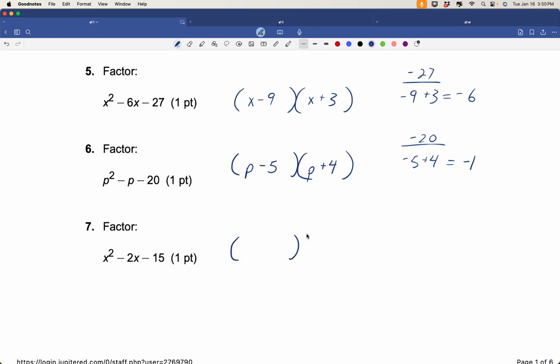Here, we're going to factor into two binomials. We're looking at negative 15. That gives us a negative 2. This is going to be negative 5, positive 3. Multiply them, you get negative 15. Add them, you get a negative 2. So x minus 5, x plus 3.